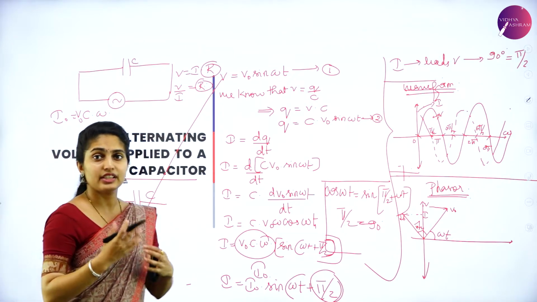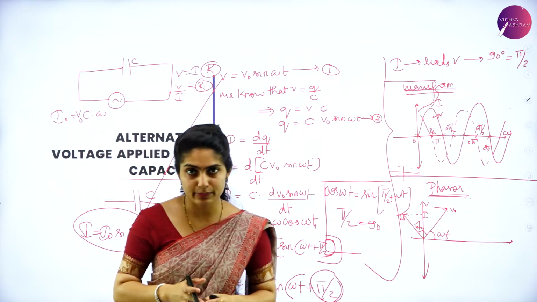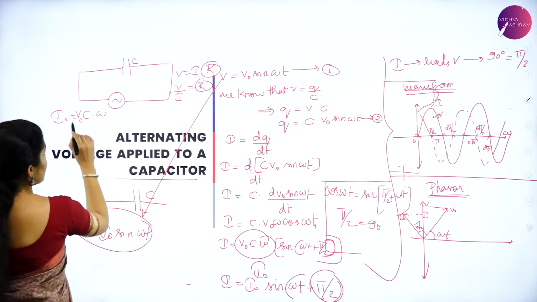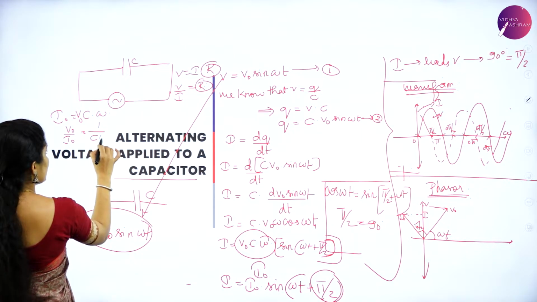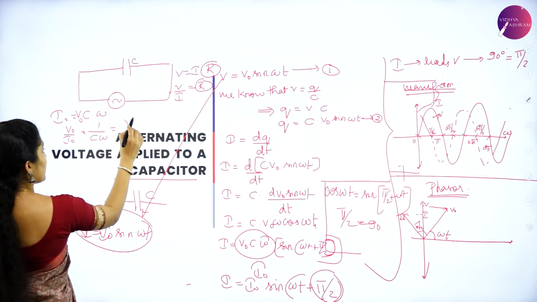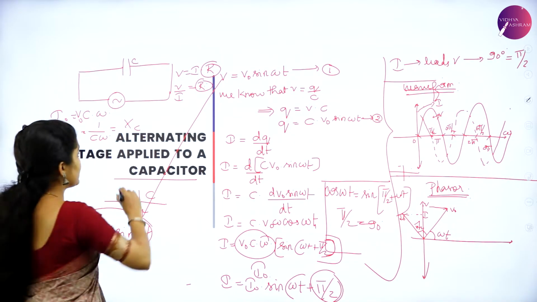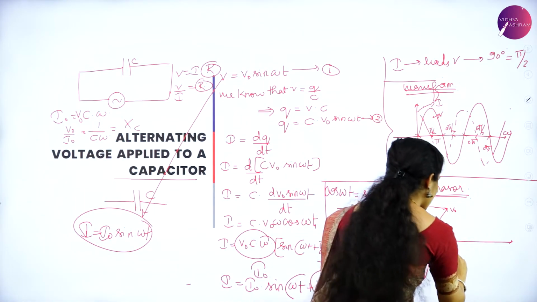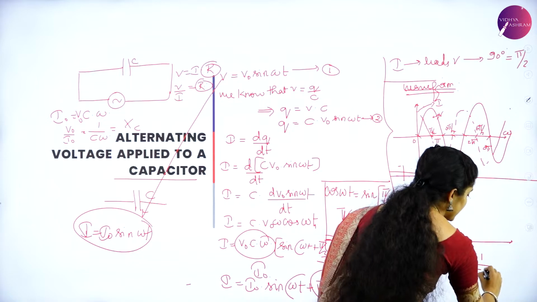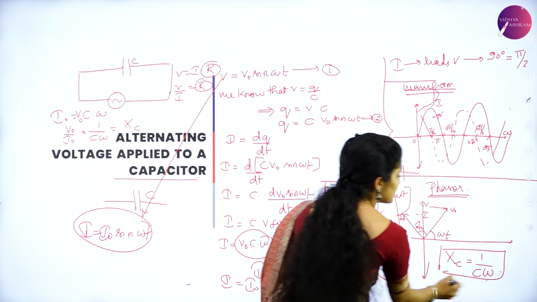This we have studied in the case of non-alternating current concepts, right? So here we have V by I. So V naught by I naught is equal to 1 by C omega. 1 by C omega is known as the capacitive reactance, which is given by XC. So according to this concept, XC is equal to 1 by C omega is the capacitive reactance.